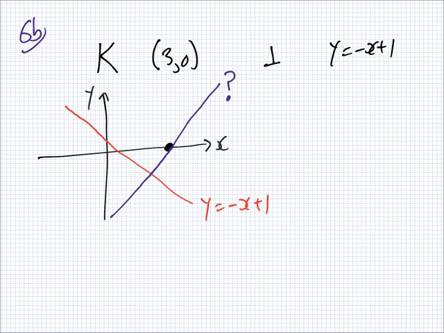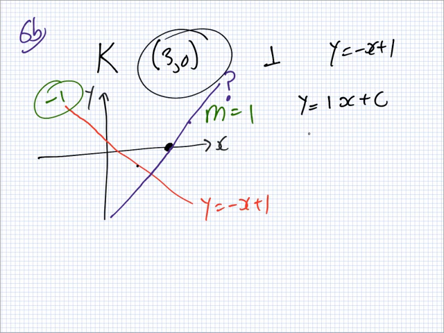Okay, what's the slope of the blue line? Well, first let's get the slope of the red line. What's the slope of the red line? Minus 1. So what's the slope of the blue line? 1. So I have y equals 1x plus c. I have to use this to get the c now. 0 equals 3 plus c. C equals minus 3. So my answer is y equals 1x minus 3.